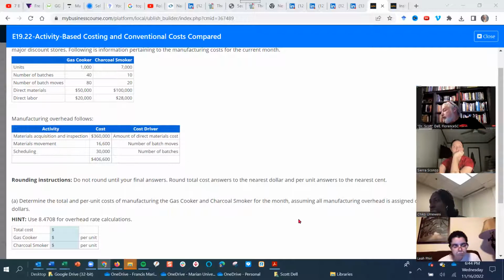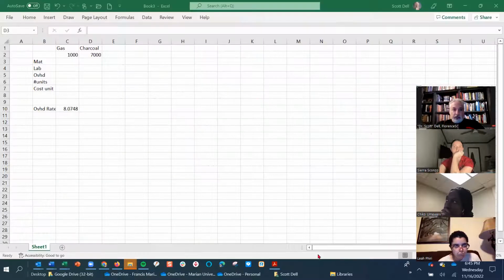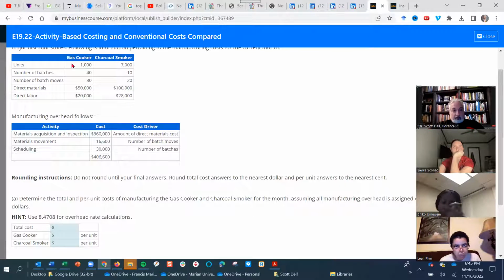All right, so I've got total labor, total materials. I'm analyzing my materials and my labor. So what did I say materials look like? 50,000 materials and 20,000 labor. Let's go ahead and pop that on our spreadsheet: 50,000, 20,000. And then the same thing for my 100,000 and 28,000.